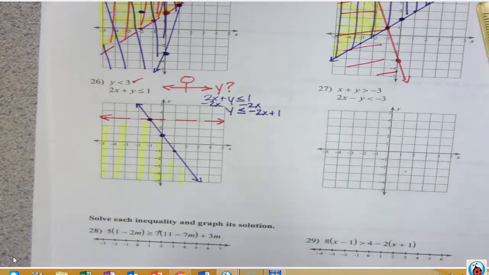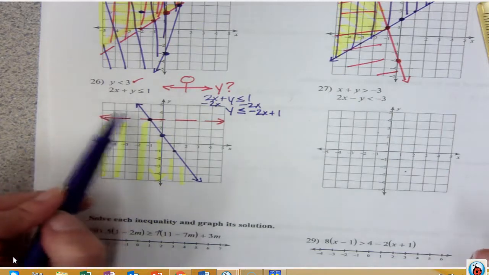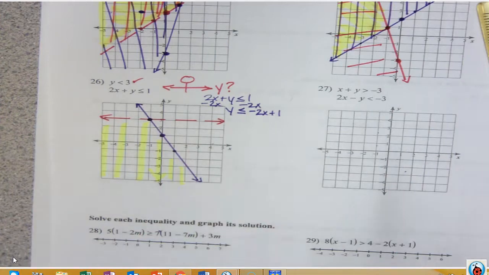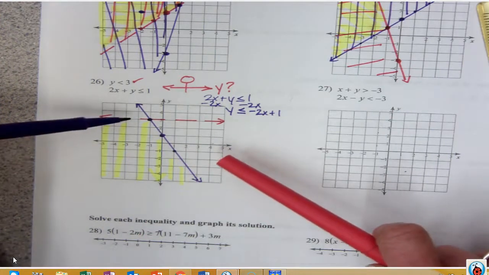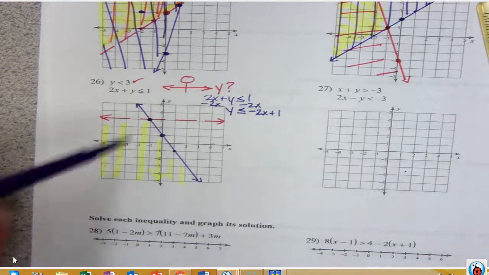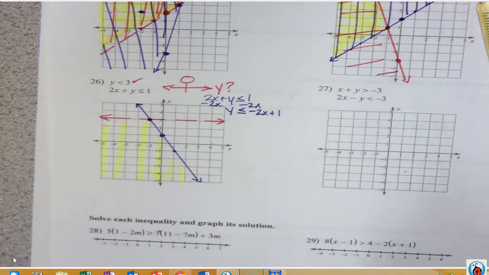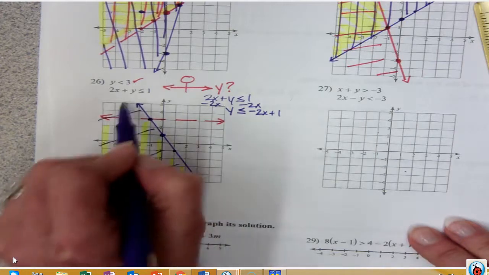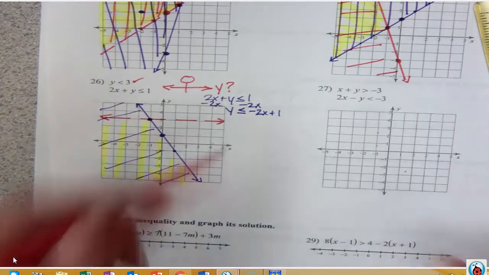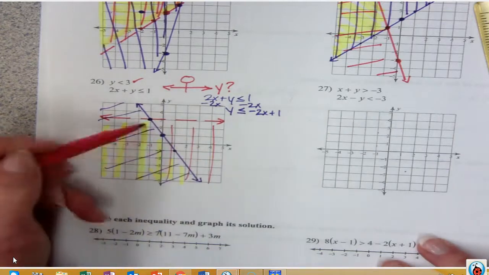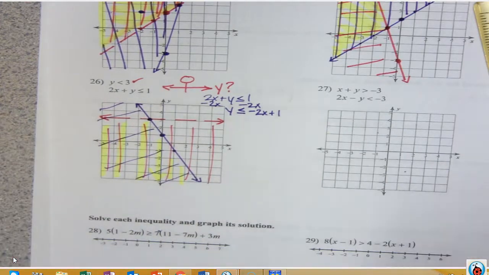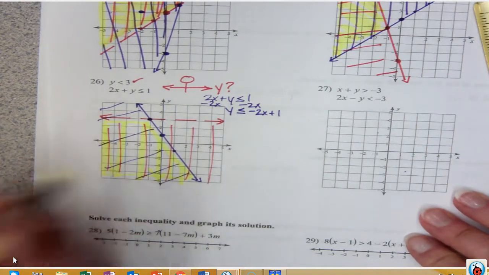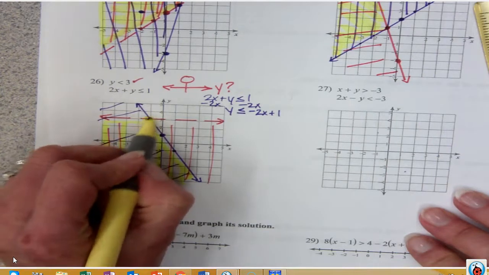Do you see that? If I were to shade, I would also shade this in purple and this in red, but that would not be a solution. That would only be a solution for those specific lines. Does that make sense? The only part that is shaded in yellow is the combination part, because the only part that's shaded by both is the highlighted portion. Now, the point right here, is that a solution?